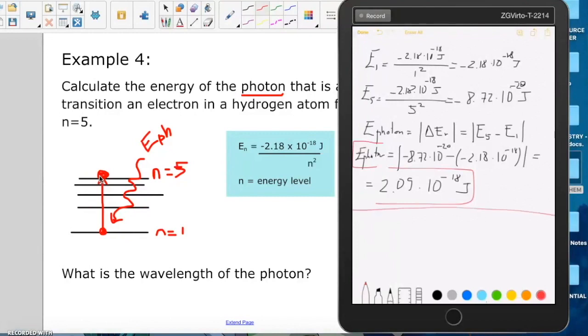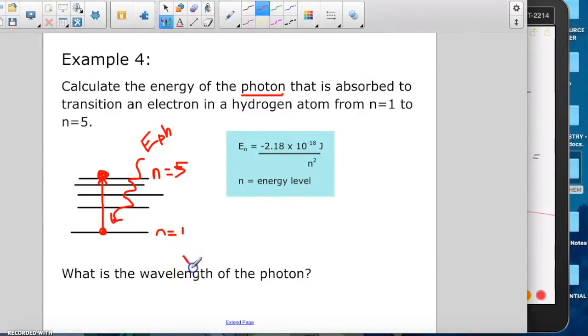The second part of the problem is asking for the wavelength of that photon, which is lambda. In order to calculate it, we will have to use a couple of tools we know. The first thing to remember is that the wavelength relates to the frequency by the formula c equals wavelength times frequency.